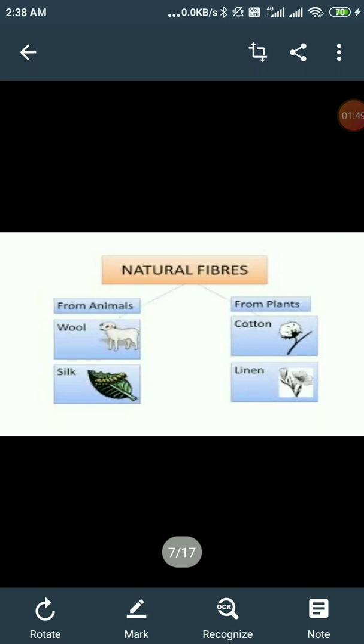So students, what kind of fiber are we getting from the plants? We are getting fiber from plants like linen, cotton, jute. These are the fibers which we are getting from plants. From animals also we are getting some fiber, like wool we are getting from the sheep, silk we are getting from the silk moth, likewise.